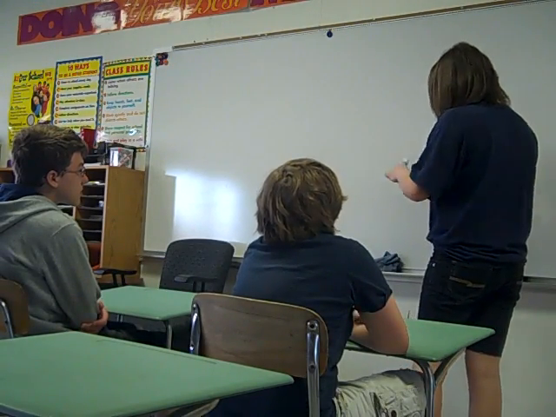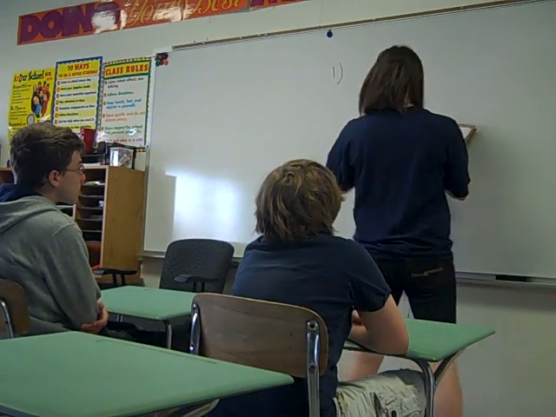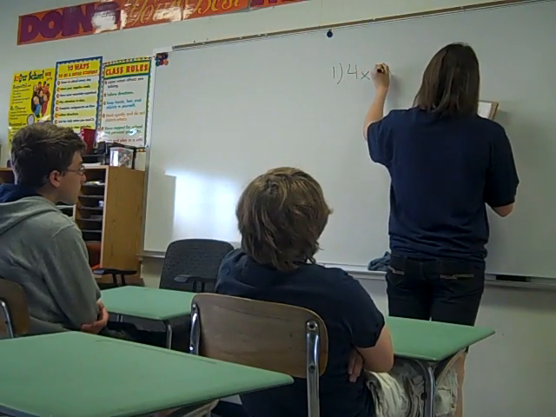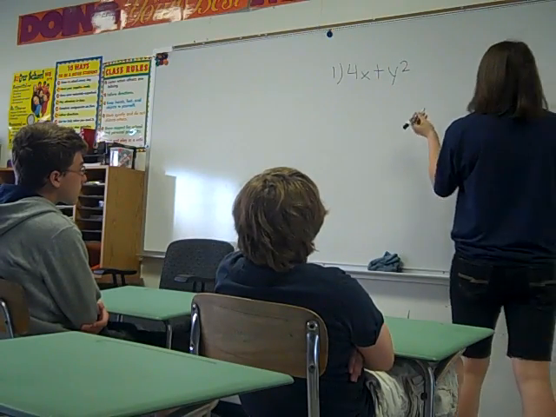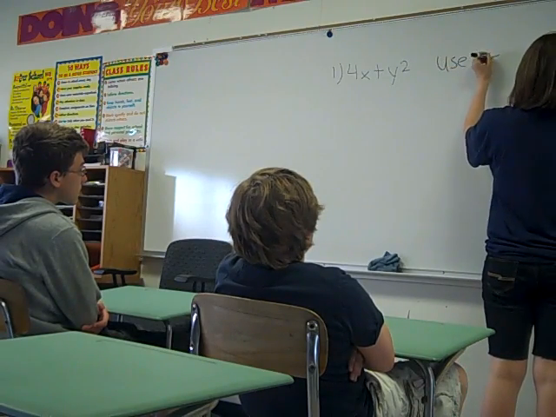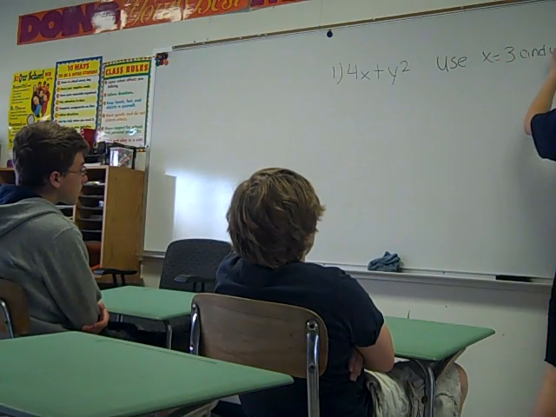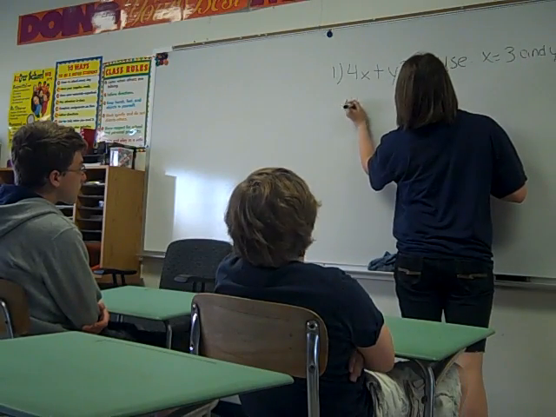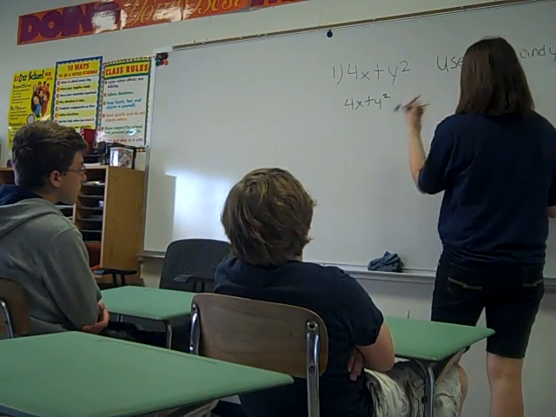If you had 4x plus y squared, you would have the variables, and then you would have a formula, so you would use x equals 3 and y equals 8. Your first step would be to rewrite the problem. Your next step would be to replace the variables with your substitution.